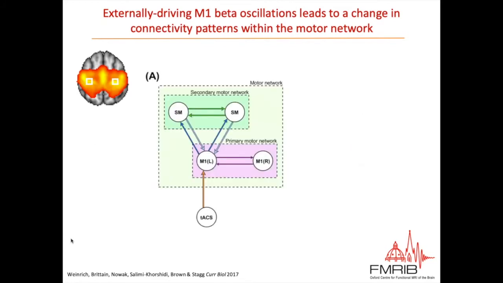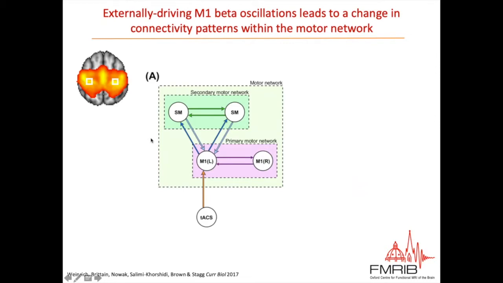And so we built a small model of the motor network, and we've got the primary motor cortex we were stimulating here, we've got the other motor cortex, and we've got the rest of the sensory motor network. And we then used this sort of toy model to ask some questions and said, okay, so what's happening? Can we see differences in connectivity between the motor cortices and how it relates to the rest of the motor network?